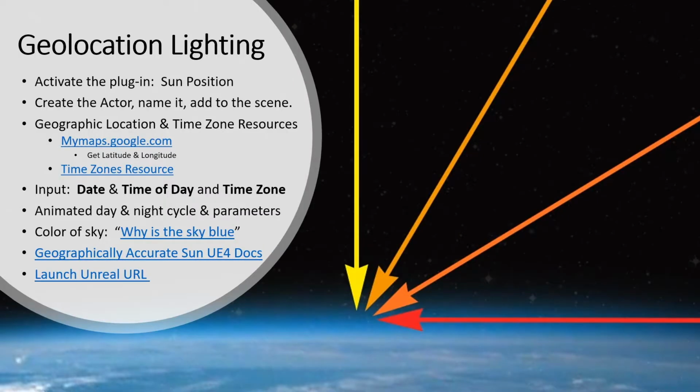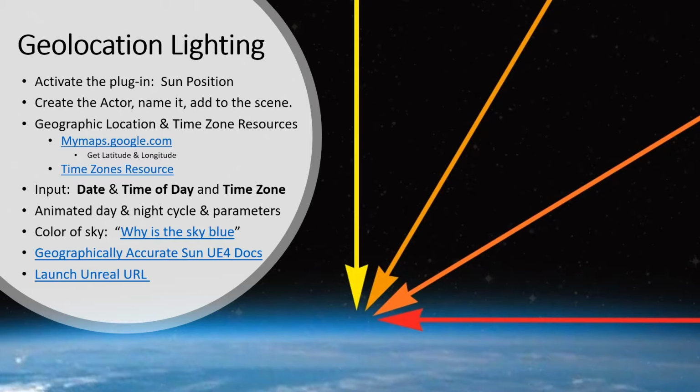In this lesson, I'm going to go over the sun position plugin inside of Unreal and how to generate geolocation-based lighting. I'll go over the following steps in the video. First, we'll go over how to activate the plugin, as well as I'll mention some of the templates that already have the plugin turned on.